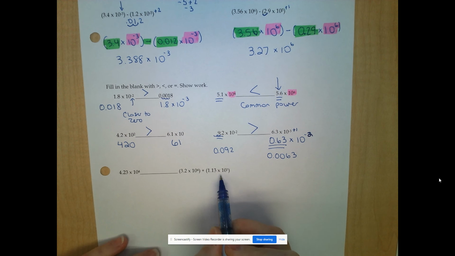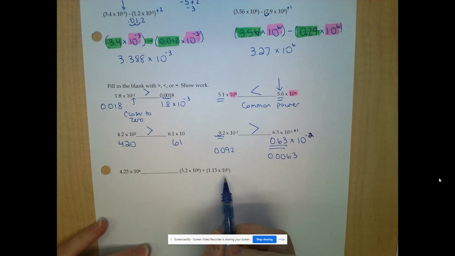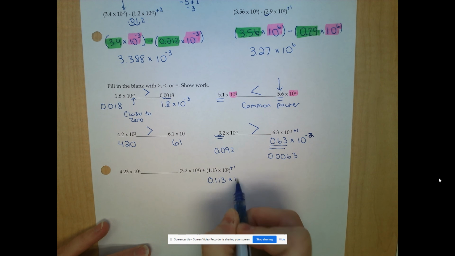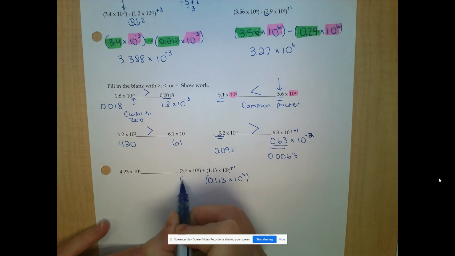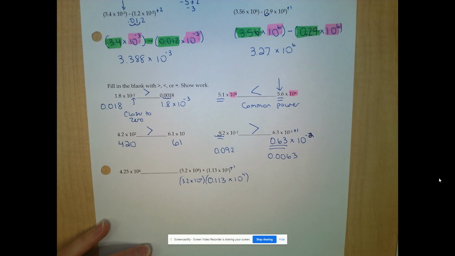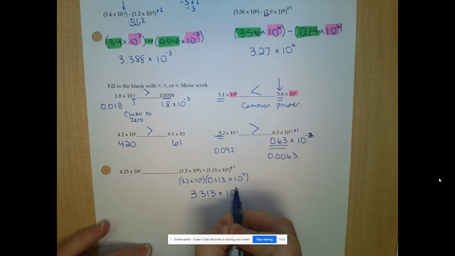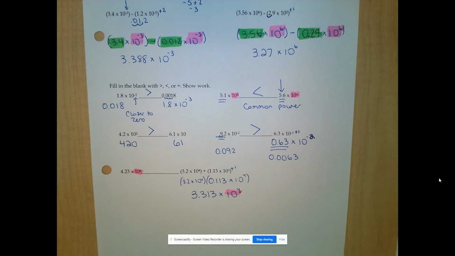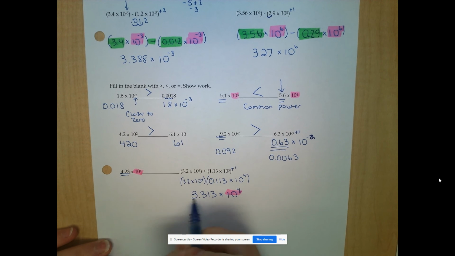Last but not least, this set, I have to actually do some addition before I can compare. I want to go up to the larger exponent, meaning that this has got to get smaller by 1 power of 10. So 3.2 times 10 to the fourth, 0.113 times 10 to the fourth. Now they have a common power of 10. Add them together. Now they're both 10 to the fourth, right? This one has times 10 to the fourth. This one has times 10 to the fourth. I've got a 4.23 compared to a 3.313, making the first one larger.